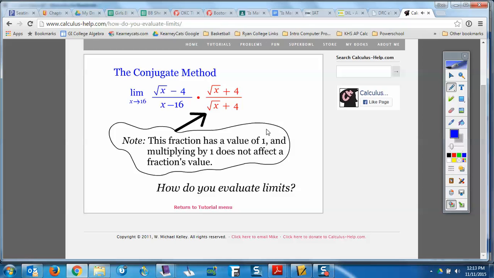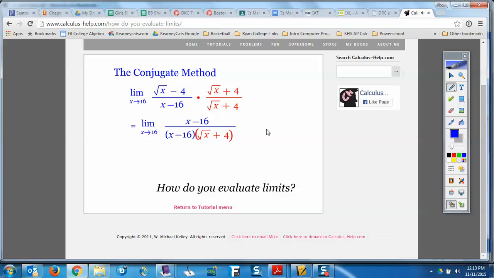Now, the magic of this is that as you multiply out, the numerator will actually become x minus 16. You don't want to multiply the denominator out. Leave them as separate factors, because you're going to want to cancel. Since I leave the x minus 16 factor in both the numerator and denominator, I can cancel them, just like I canceled like terms in the factoring method, and I'm left with the limit as x approaches 16 of 1 divided by the square root of x plus 4. Do you see why we didn't want to multiply out the bottom? It makes simplification much easier.